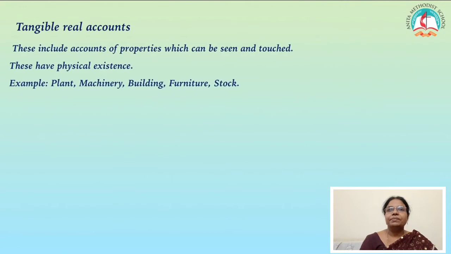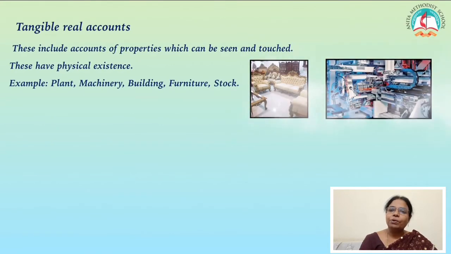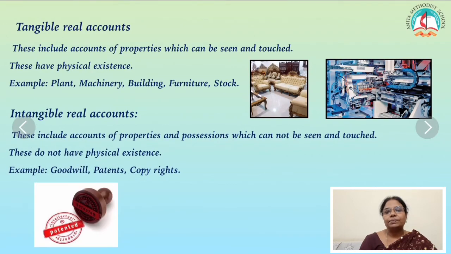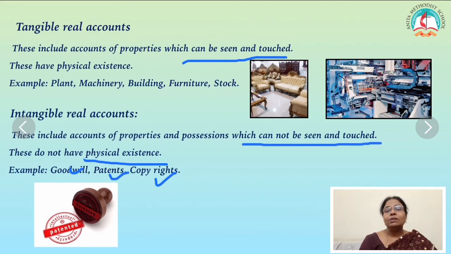The next one is intangible real accounts. This includes accounts of properties and possessions which cannot be seen and touched. They do not have any physical existence. Example, goodwill, patents, copyrights, etc. So tangible real accounts we can see and touch, whereas intangible accounts are also accounts of properties and possessions but cannot be seen and touched.